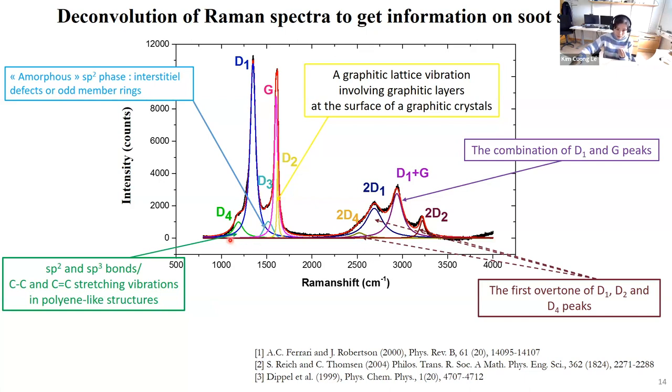And the D4 peak is due to the stretching of the single bond and double bond of carbon atoms in a polyene-like structure. The second order is the combination and overtone of the first order. In the second order, the 2D1 mode is very interesting. It always appears in our sample, no matter whether the sample has defects or not.